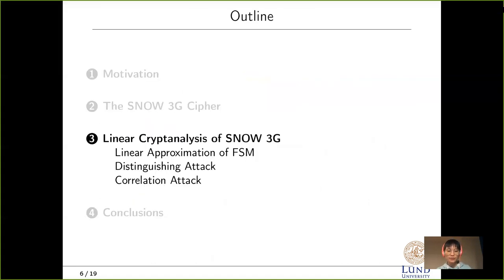Next, I would give some details of the linear cryptanalysis we have on SLOW-3G. We would first give the linear approximation of the FSM we have found. Then we show how we use it to give a distinguishing attack and a correlation attack.